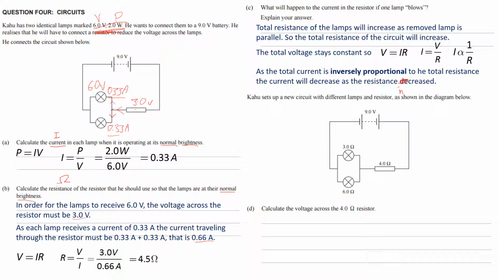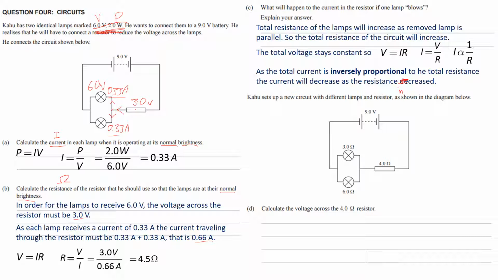show in-depth understanding again. So we've got a proportionality statement here. You've identified that it's gone from being parallel to being just one in series. So the resistance will increase. We've got a proportionality statement, and then been able to relate that proportionality statement to get the answer that the current will decrease. Let's have a look at the last question here.